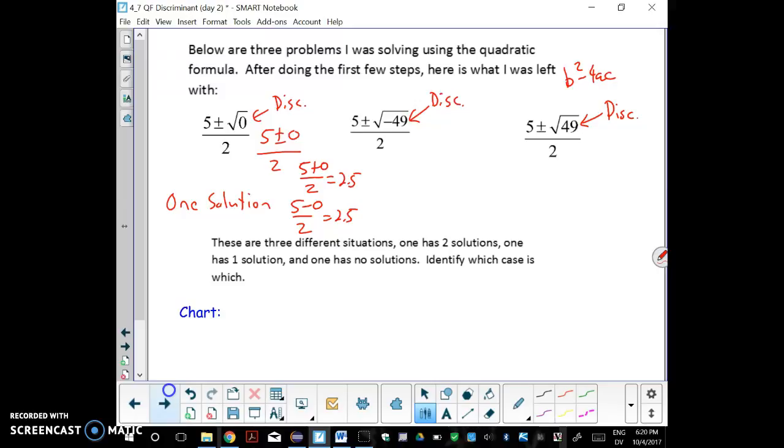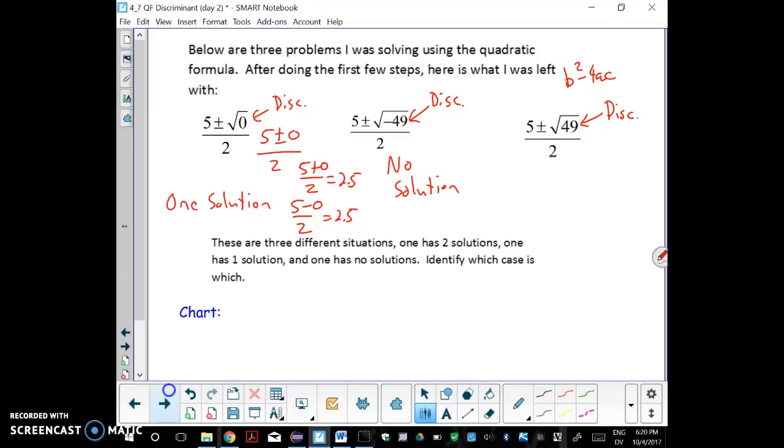The middle case, you can't do the square root. There's no real solution to the square root of a negative number. All right, so in this case, because we can't do the square root of a negative, there is no solution, or no real solution at least, to that quadratic.